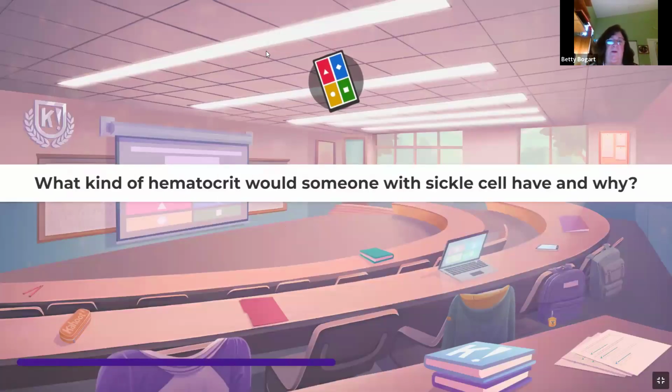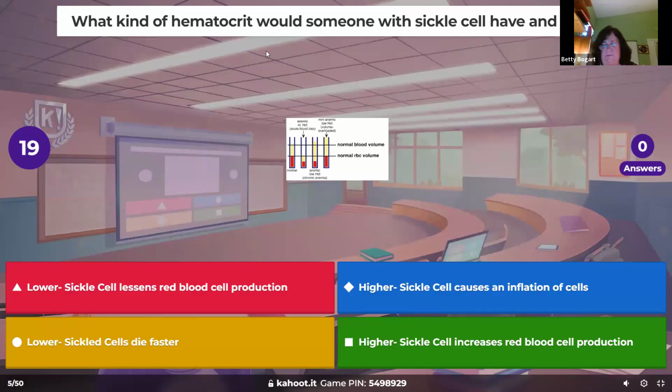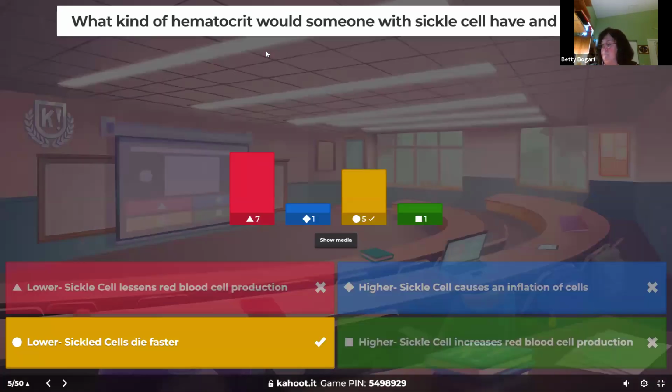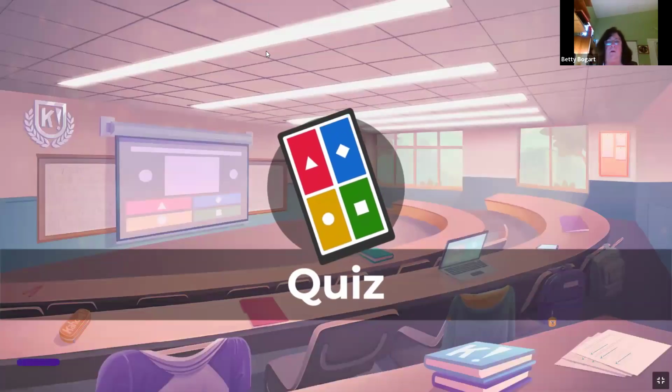What kind of a hematocrit would someone with sickle cell have and why? What did I tell you the normal hematocrit is on those children coming in sickle cell crisis? It's going to be low. These cells die quicker. That's the big thing. Thalassemia, sickle cell, those cells die. The thalassemia cells explode, putting iron and oxygen in where it's not used. So they die quicker. They're low.